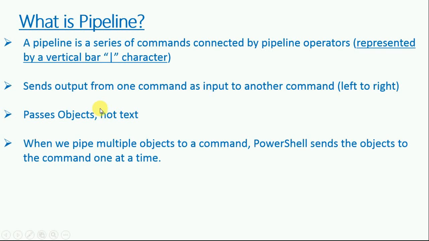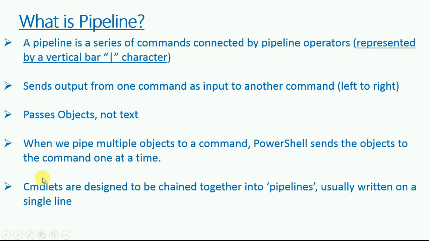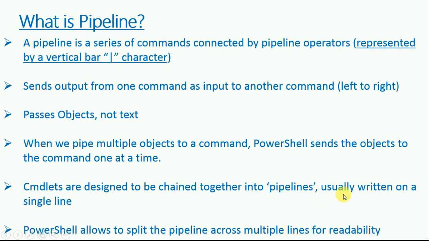And when we pipe multiple objects to a command, PowerShell will send only one object at a time. So we cannot send multiple objects all at a time; PowerShell will accept only one at a time. And cmdlets are designed in such a way that they can be chained together into pipelines. Usually it is written on a single line, but we can still split it into multiple lines for better readability.